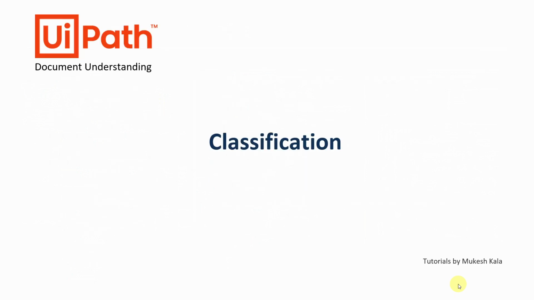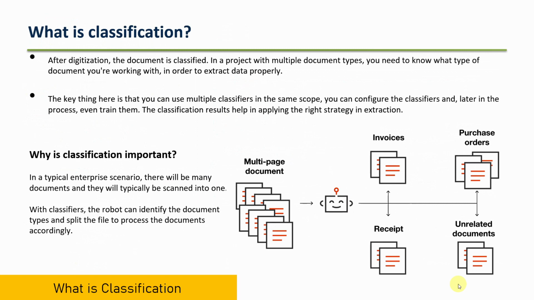Now today we are going to see what exactly classification is and why it is important. So if I go by the definition, what exactly is classification? After the digitization, once I have my document which the robots can read, now UiPath document understanding has to classify the document. If I talk about classification, it simply means how would the automation know whether this document is a receipt, this document is an invoice, or this document is a passport. So what happens in the classification?